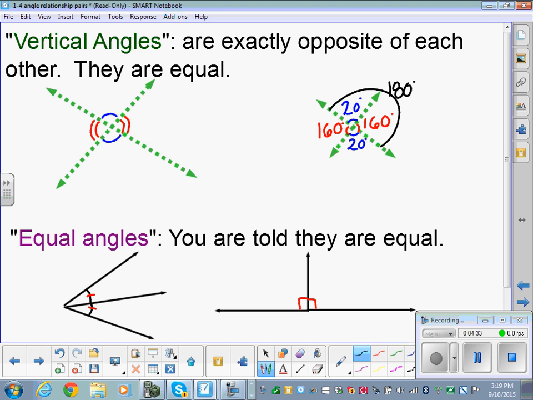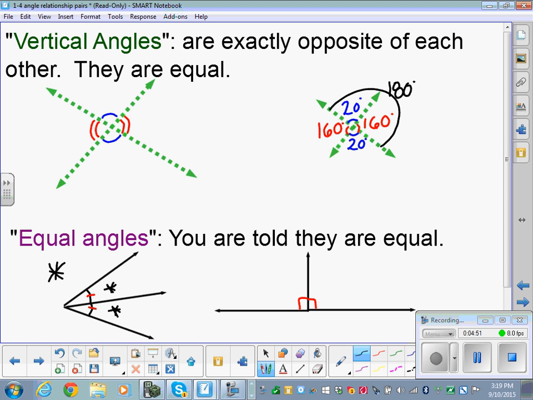Equal angles will be given to you. It'll say in the words, these are equal angles, or in the picture. But you can't just assume, you have to be given that angles are equal. So for example, looking at this diagram right here, notice I have this angle and this angle.